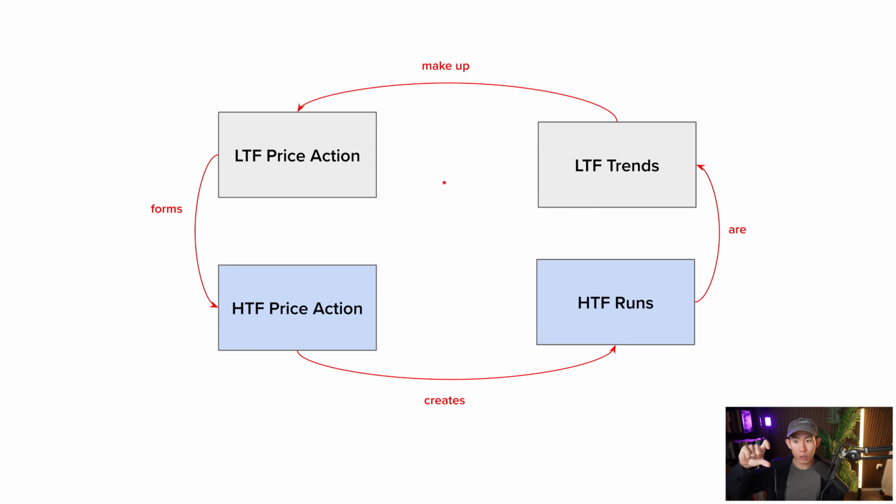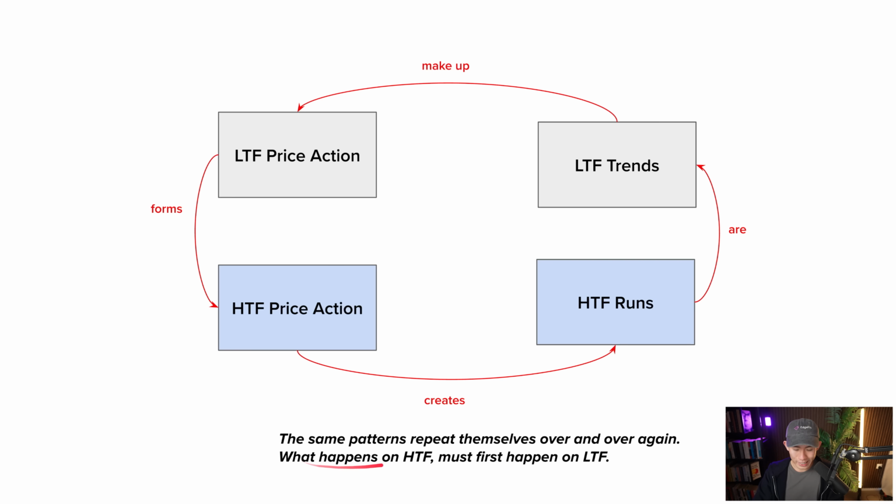So the lower time frame has to shift first before the higher time frame actually shifts. The same patterns actually repeat themselves over and over again. Whatever happens on the higher time frame must first happen on the lower time frame. So whatever principles you've been learning when it comes to market structure, supply and demand, and premium and discount, you can apply across every single time frame.